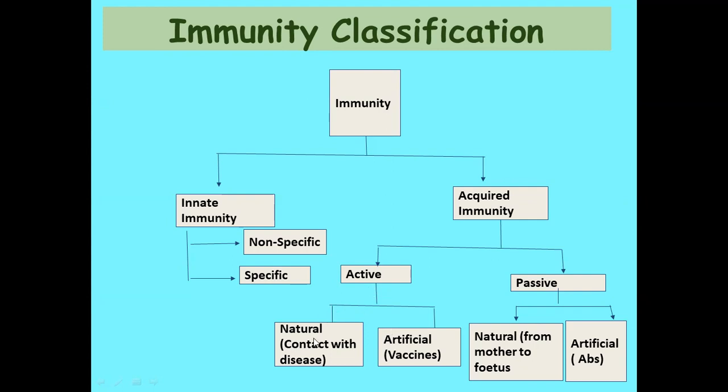Naturally active immunity is the one where a real infection occurs and our own body produces memory cells, like chickenpox or something. When the disease happens, antibodies and memory cells are produced, and it will be long lasting.